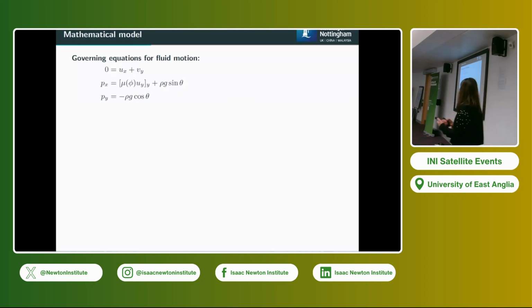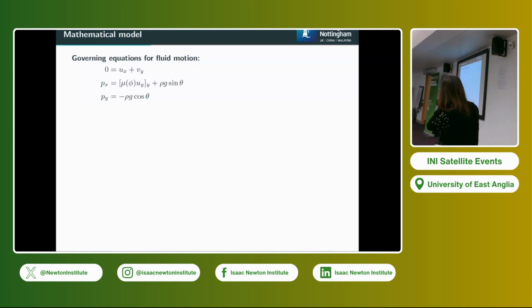The mathematical model we will consider consists of a number of governing equations. For the fluid flow, we have classical equations, but we will use the lubrication theory, as already mentioned. So essentially, we have Stokes equations.